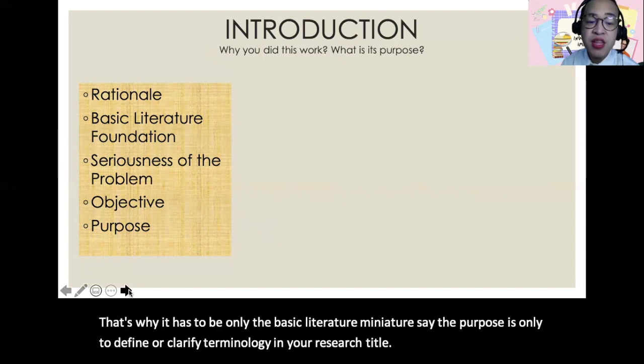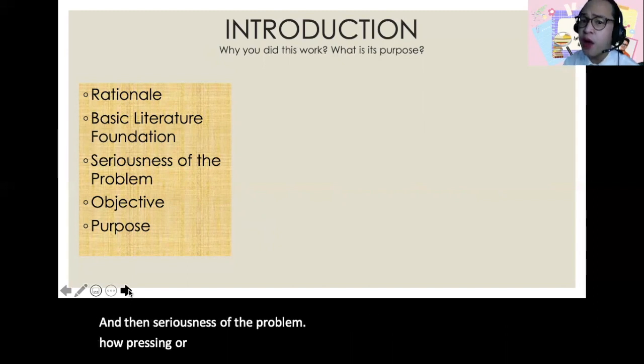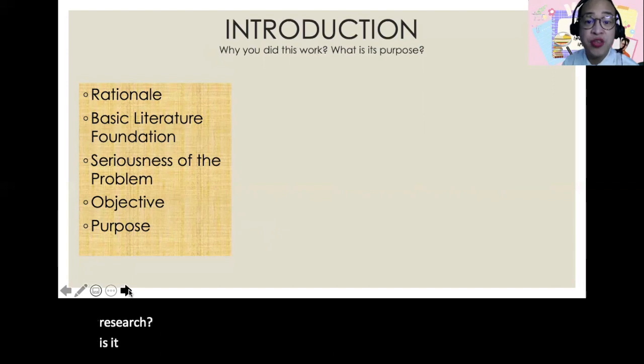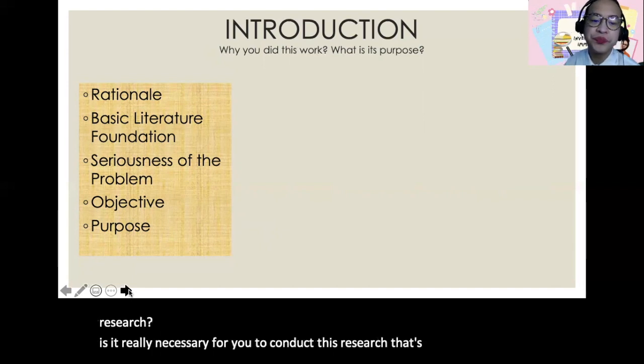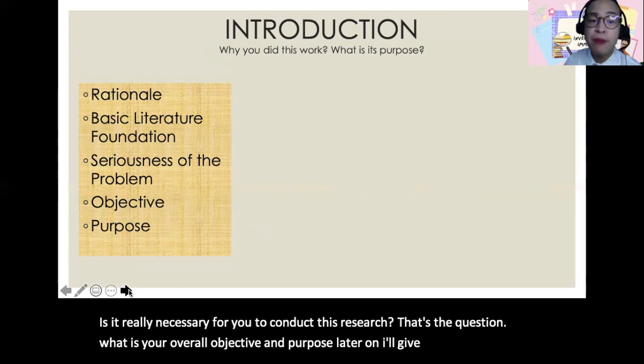And then seriousness of the problem. How pressing or how serious is the problem that you really have to conduct this research? Is it really necessary for you to conduct this research? That's the question. What is your overall objective and purpose? Later on, I'll give you one example for this approach.